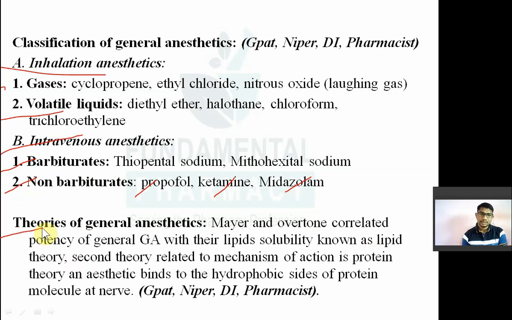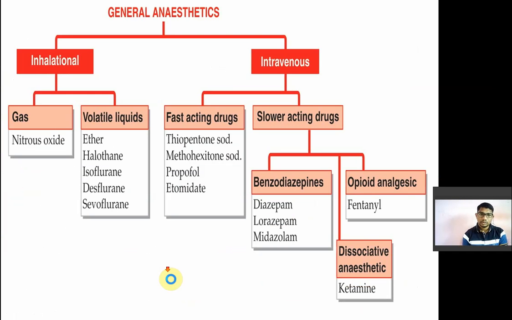Then theories related to anesthetics. Remember Meyer and Overton theory. Meyer and Overton theory, that is known as the lipid theory, and another theory is known as the protein theory or receptor theory. Now we'll see the general classification of general anesthetics again.